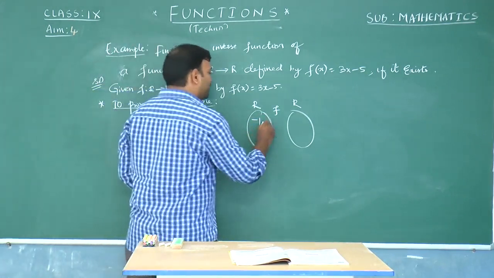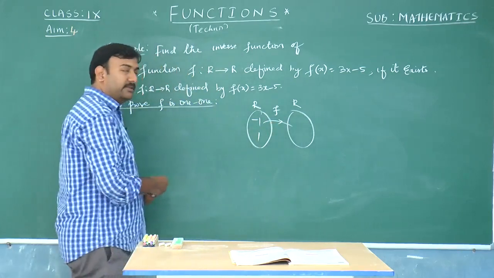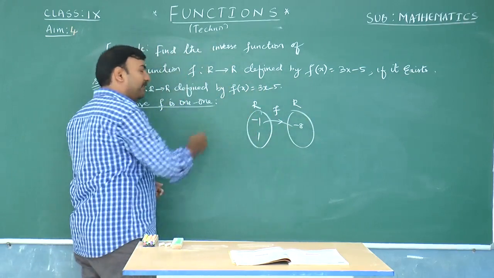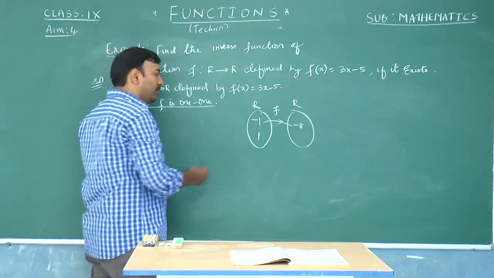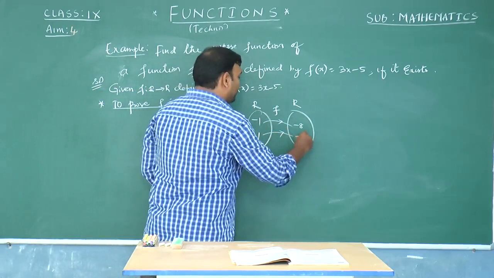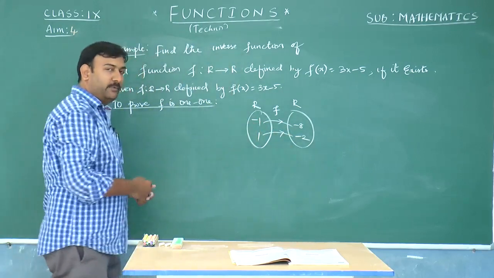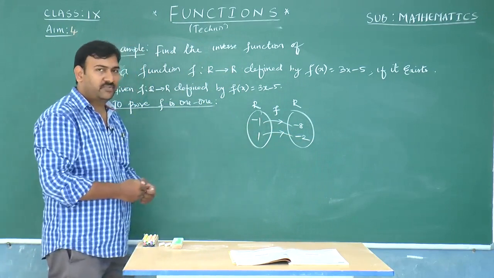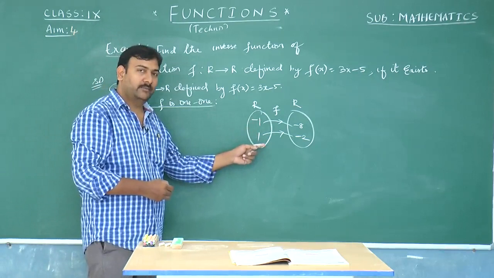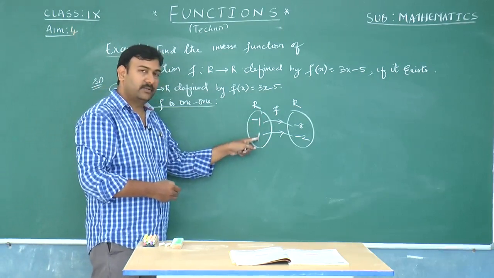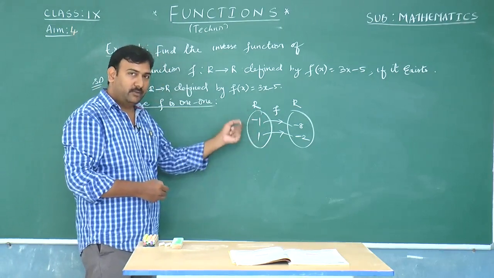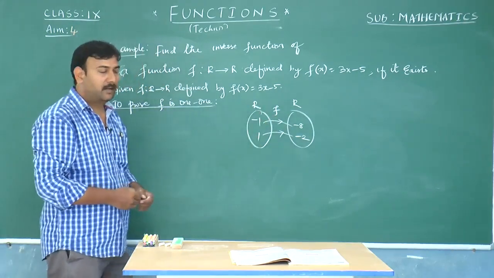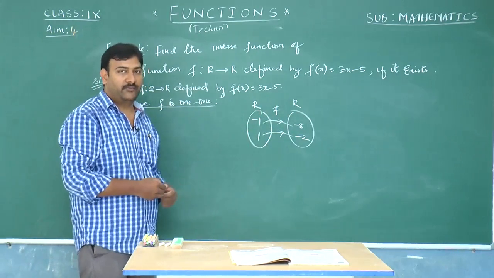If I check the image of minus 1, it is 3 into minus 1 minus 5, which gives minus 8, and the image of 1 is 3 into 1 minus 5, which gives minus 2. That means numbers with the same numerical value but different signs have different images. This is how you should always check. Take two numbers with opposite signs from the domain and check their images. If the images are different, obviously the function is one-to-one.